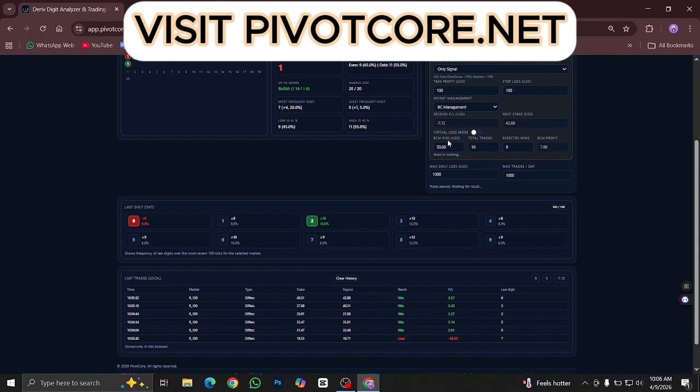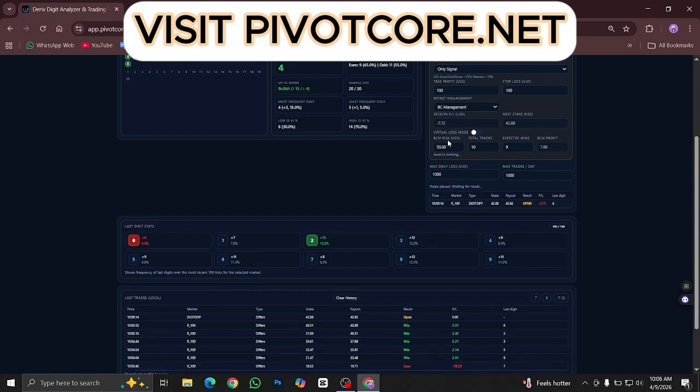This is the kind of consistency that turns a small balance into a significant one over time. Hitting a 90% win rate today wasn't luck, it was the result of a solid strategy powered by a reliable tool. PivotCore.net makes this level of trading accessible to everyone regardless of experience level.